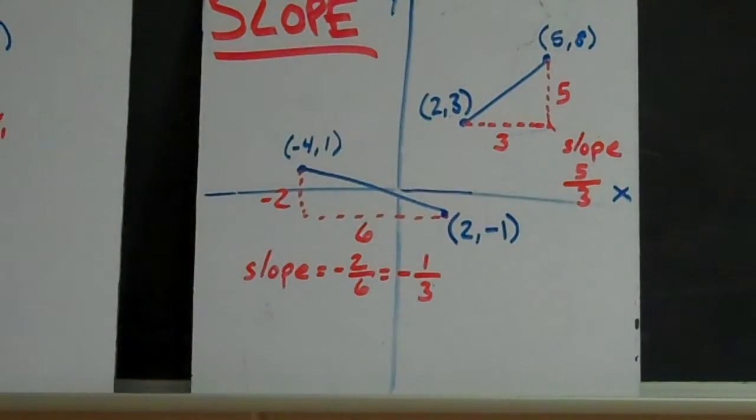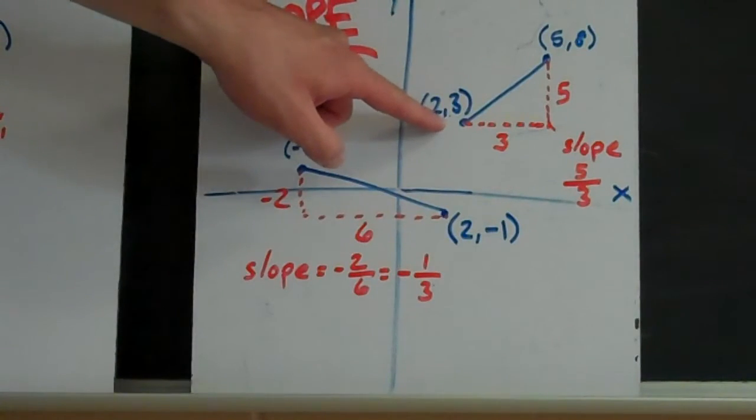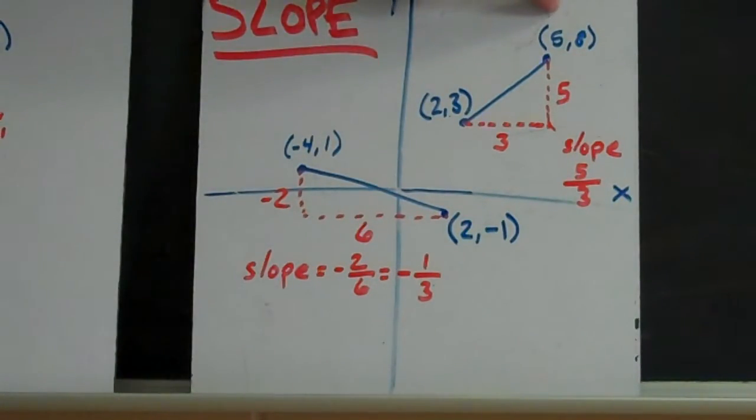Welcome. This is Algebra 1, Semester 2, and this is our first target, finding the slope between 2 points on a line. As you can see here, we have two lines. We're going to look at this one first. We have the point (2,3) and the point (5,8), and we want to find the slope between those 2 points.